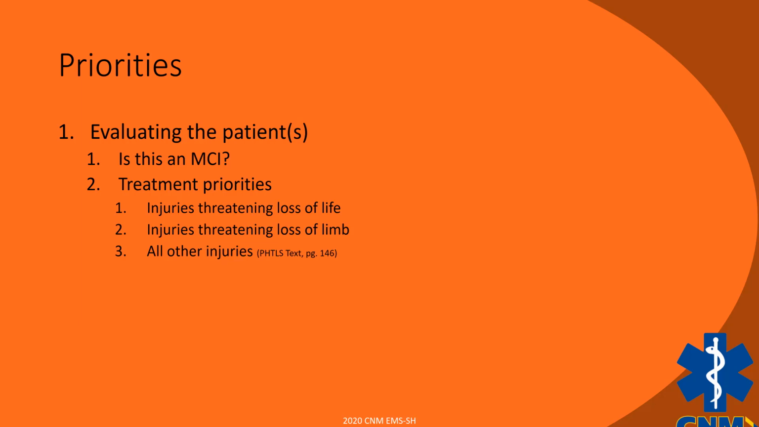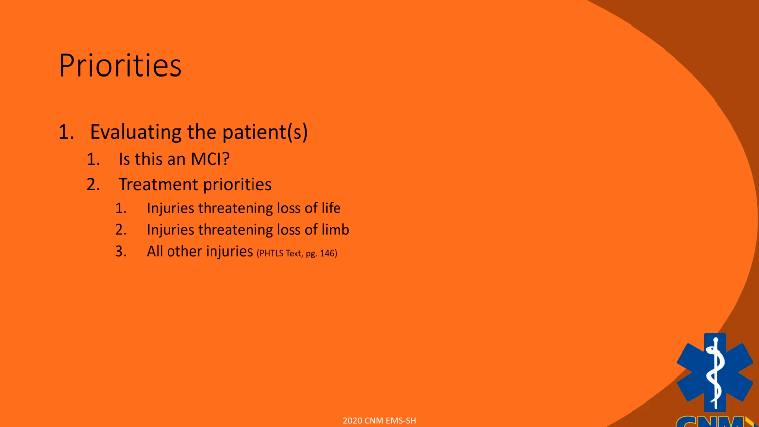And then after loss of life has been mitigated and loss of limb has been mitigated, all other injuries will fall in behind that. Now, asking about an MCI is important too, because you can't really go to an MCI and say, okay, I'm going to look for loss of life and then loss of limb.